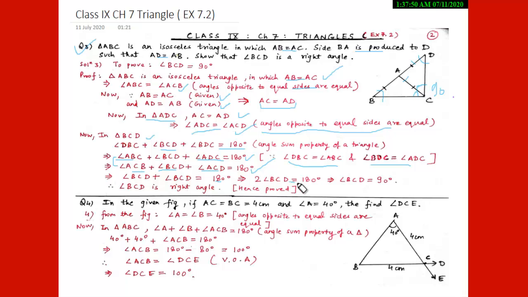So from here, twice of angle BCD is equal to 180 degrees. Therefore, angle BCD is equal to 180 degrees upon 2, which is equal to 90 degrees. Therefore, student, angle BCD is a right angle, and hence we have proved.